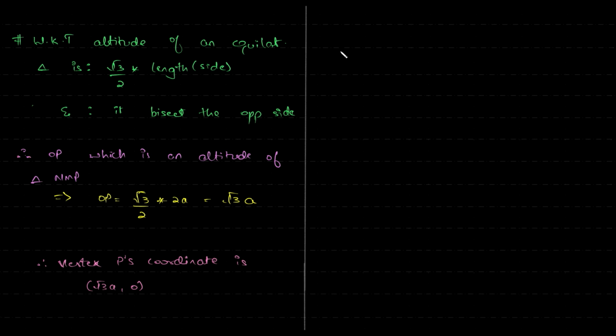Also, we can tell one more thing. Also, point P can be on the other side of the y-axis, that is onto the left. If it's onto the left, then we have it to be minus root 3 into a comma 0. So these are your possibilities. So finally, you can summarize the answer.